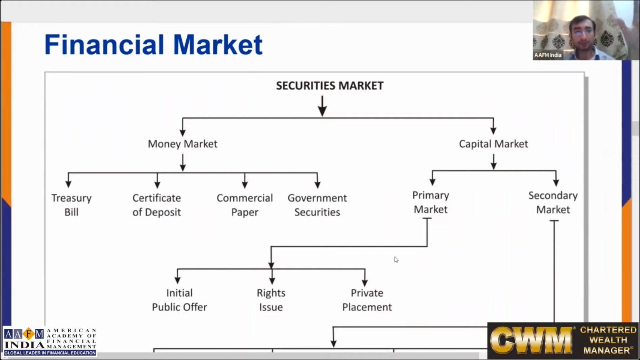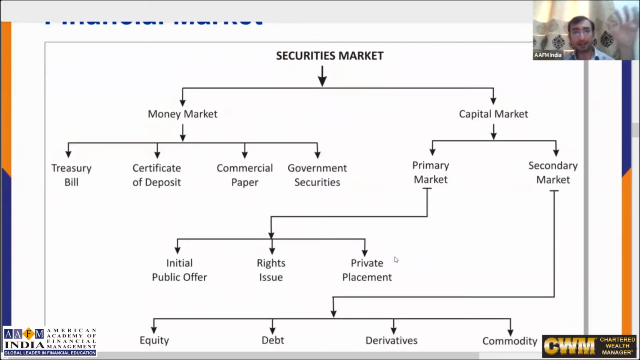Under the money market, see, what is the money market? The market where the securities have a maturity of up to 1 year. So the short-term securities whose maturity is up to 1 year are called money market securities. Any security with a maturity of 1 year and above becomes a capital market security. Okay. So under money market securities, you have treasury bills, certificates of deposit, commercial papers, government securities.